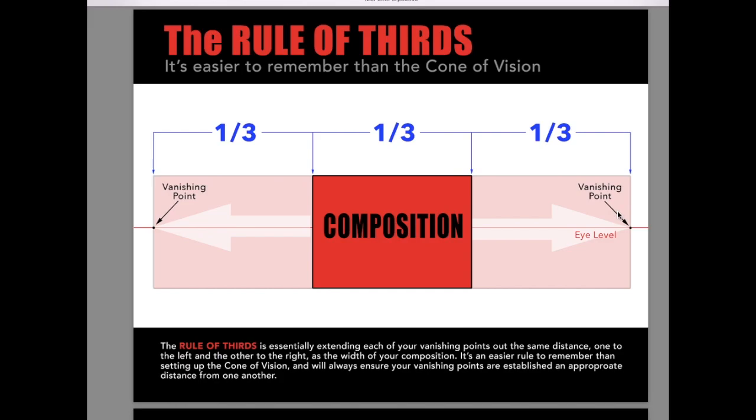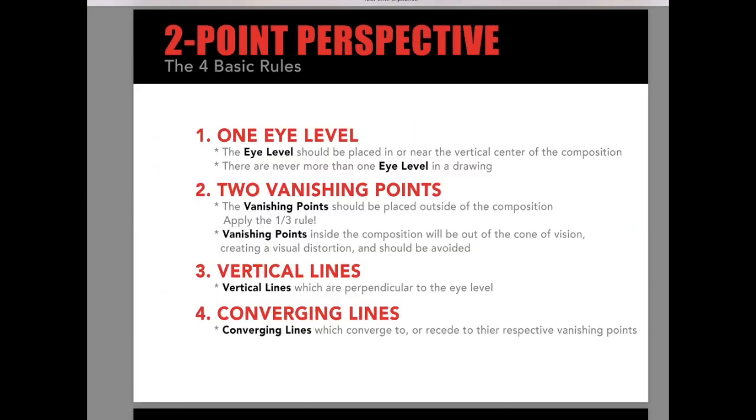It does work if you keep them closer. If you put them inside the composition, if you put your vanishing points here along this N or along this C, you'll get a bit of a distortion. Vertical lines are perpendicular to the eye level, and converging lines go to their respective vanishing points. And notice there are no horizontal lines in 2-point perspective.